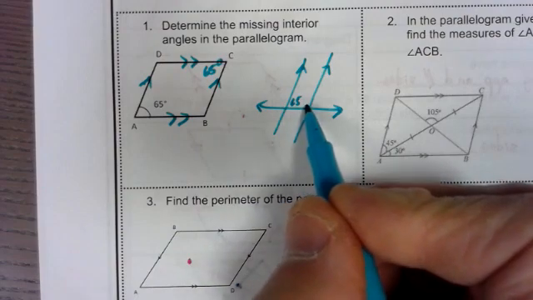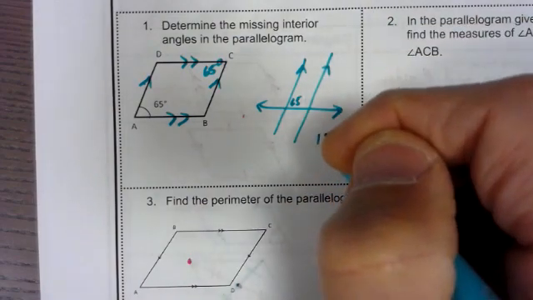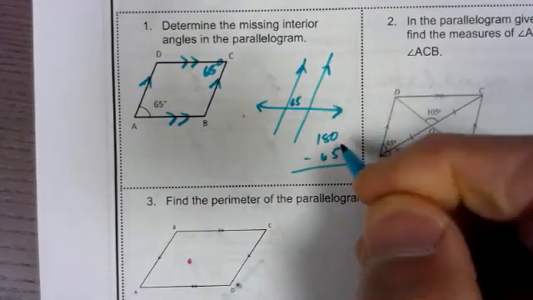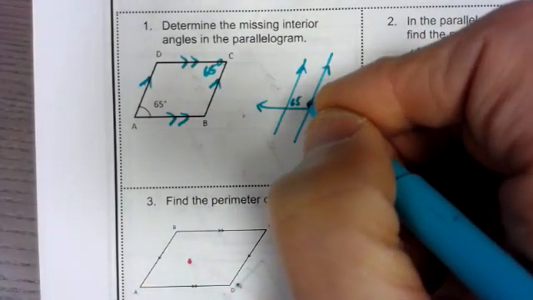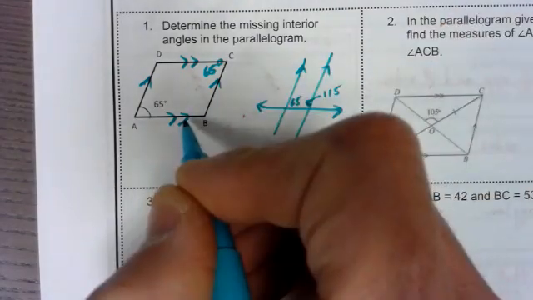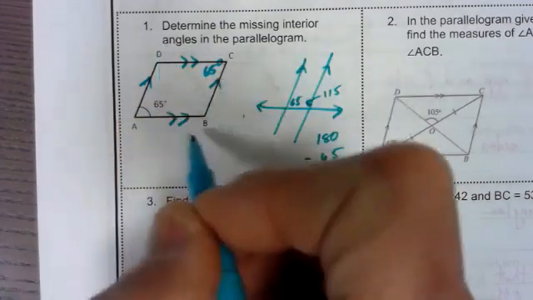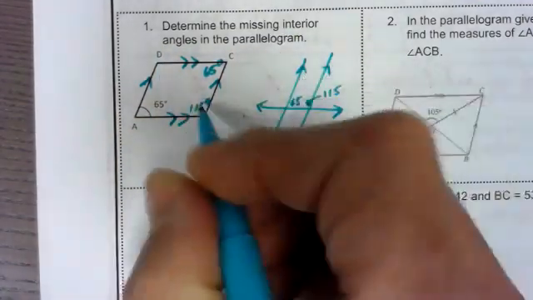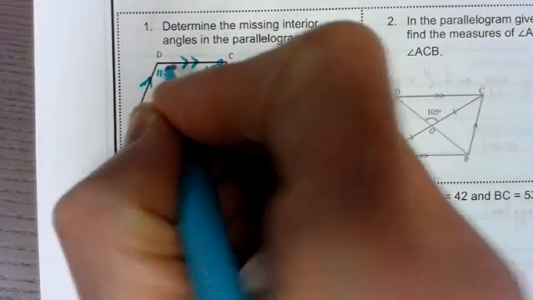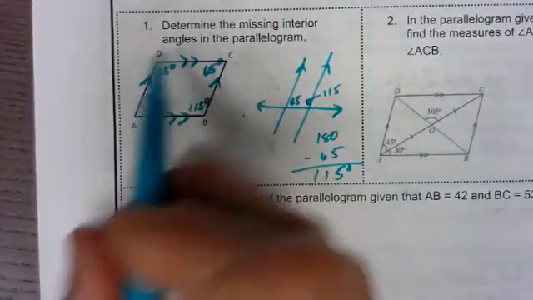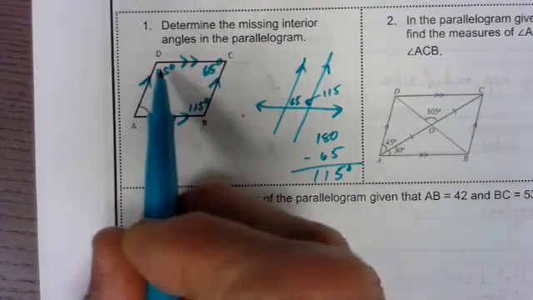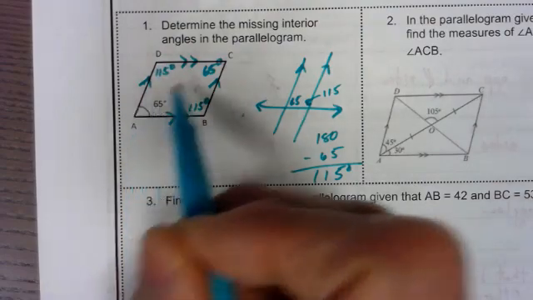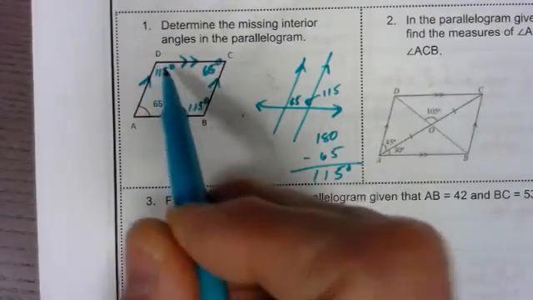So 65 plus some angle here has to be equal to 180. So that means that 180 minus 65 is going to equal 115 degrees. So that tells me that this angle here is 115 degrees. And that's the same situation here because we have a transversal and 2 parallel lines. So this is 115 degrees, and therefore this is 115 degrees also. So in a parallelogram, the adjacent angles are going to be supplementary to each other. Adjacent means the ones right next to. Opposite angles are going to be congruent to each other.